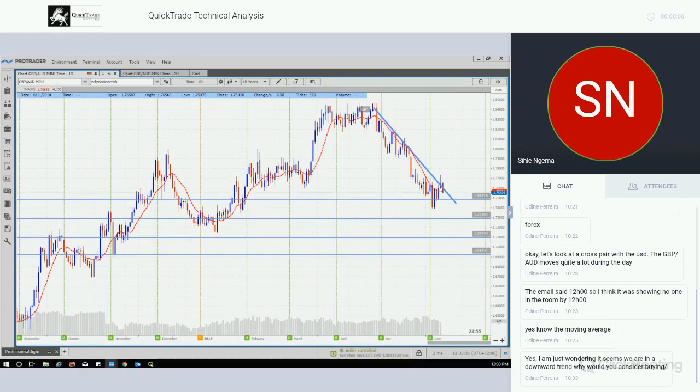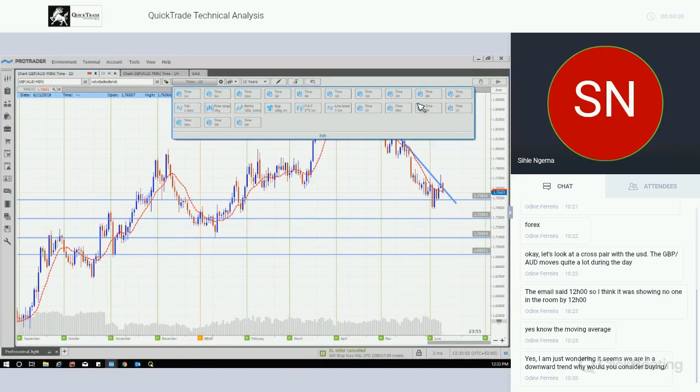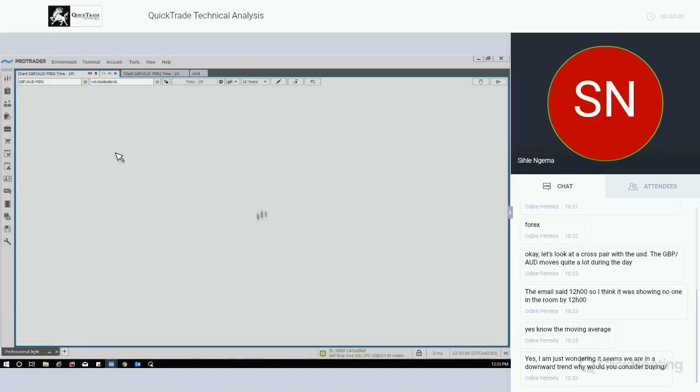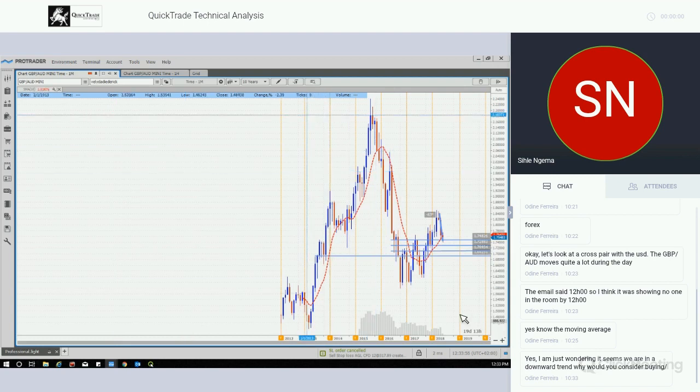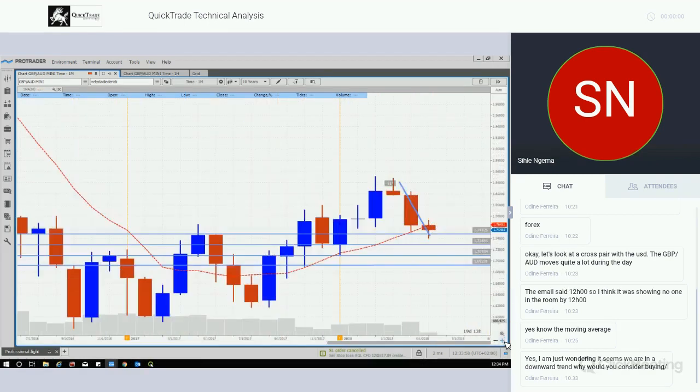Oh, okay. I understand what you're saying. You're saying that it seems like we're in a downtrend. Why would I consider going in for a long? Okay, let's go back to our monthly chart. If you look at the short term, this short term declining trend line that started towards the end of April, we have been going down, but let's check the monthly chart. Let's go back to our monthly chart.